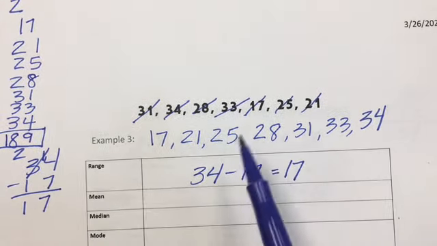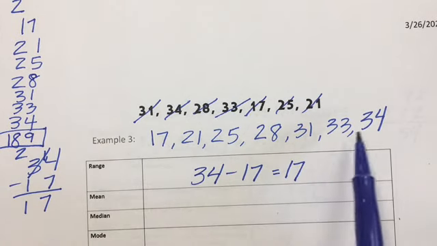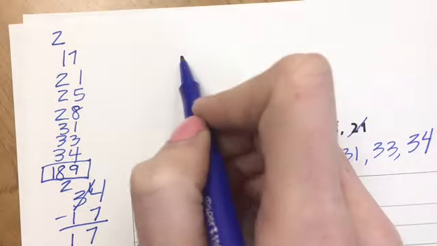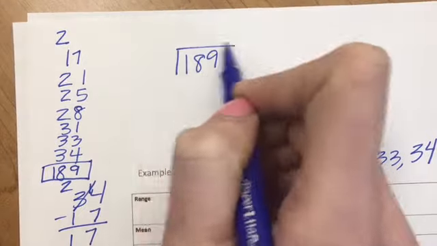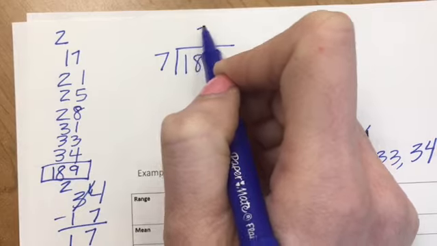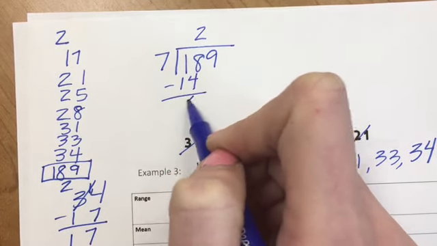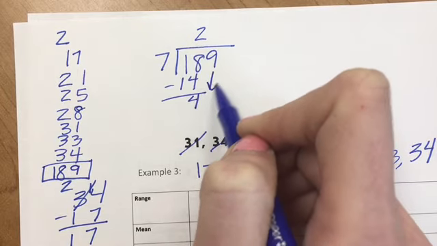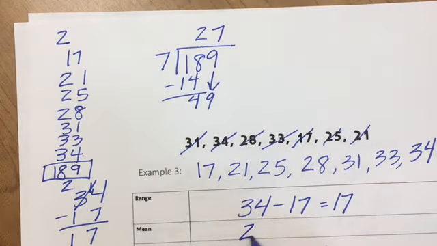We need to divide by the number of scores. Well, how many scores are there? 1, 2, 3, 4, 5, 6, 7. So we're going to take 189, the sum of the scores, and divide by the number of scores, 7. 7 goes into 18 twice. 2 times 7 is 14. We subtract, we're left with 4. We bring the 9 down. 7 goes into 49 7 times. So it comes out evenly. So our mean is 27.